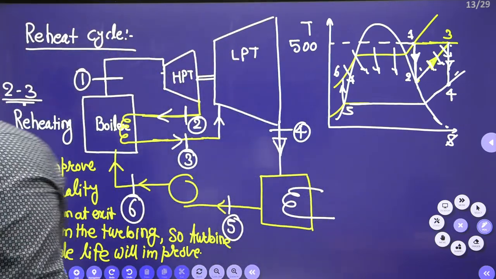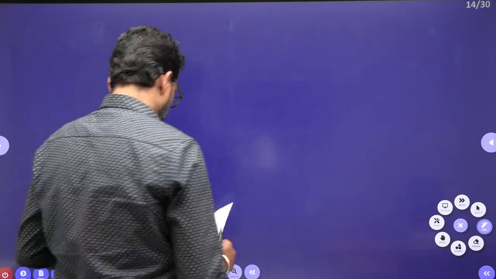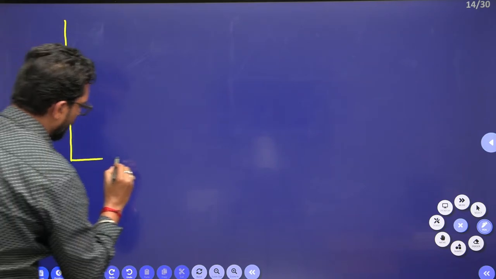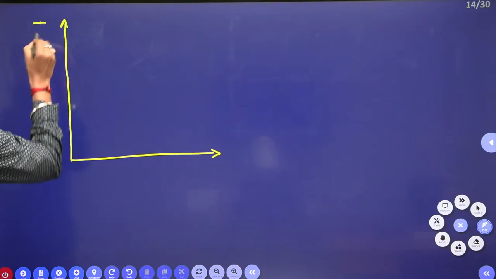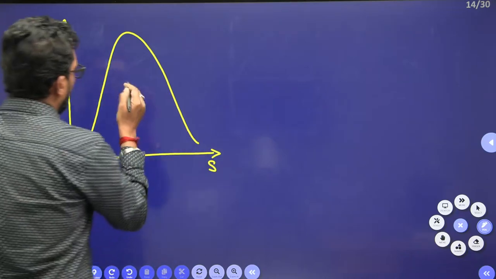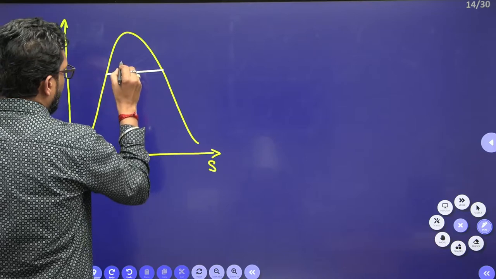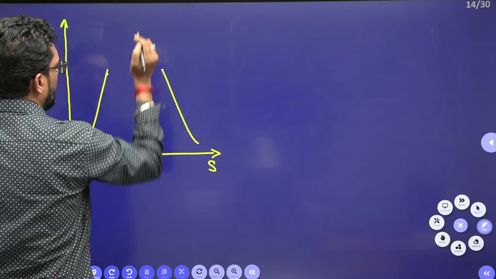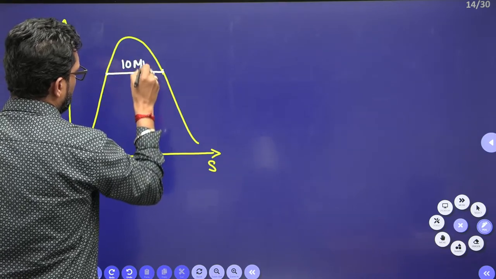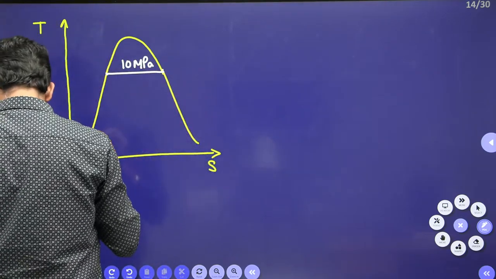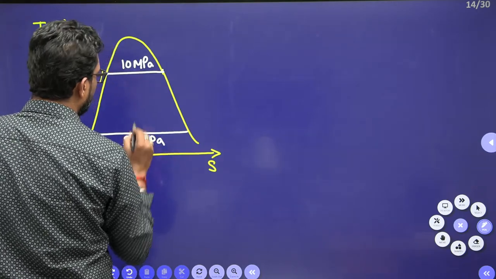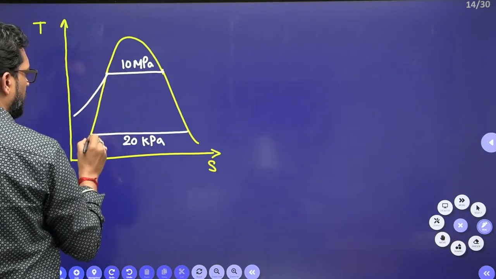So, according to this question, see this one. First draw the TS diagram, right beta? Okay. There is one pressure line, 10 megapascal. This is your 10 megapascal, and there is a condenser pressure, this is your 20 kilopascal, very low pressure. This is one pressure line, this is the other pressure line.